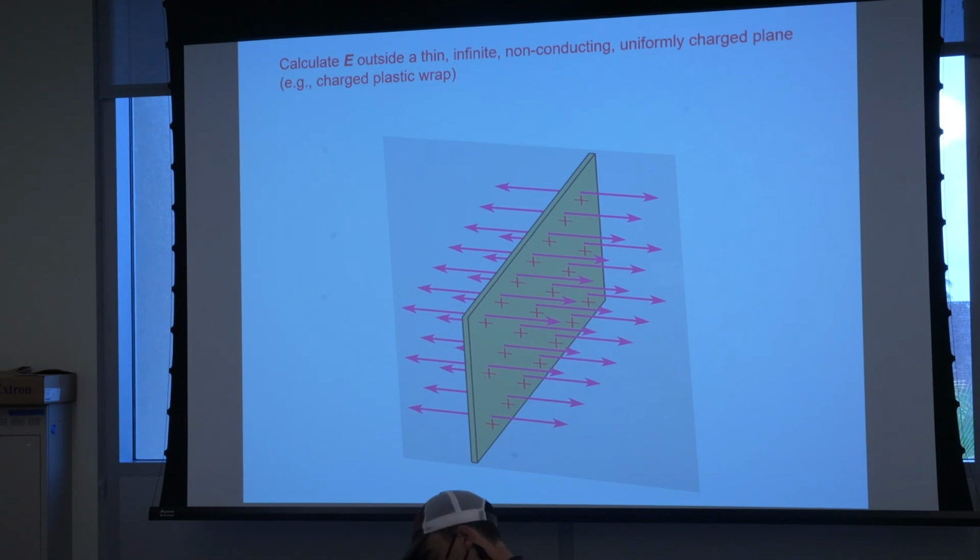By the way, how long did it take us to do this in the previous chapter? An entire class period, because we did a wire, then we did the disk, and then we did the infinite plane.